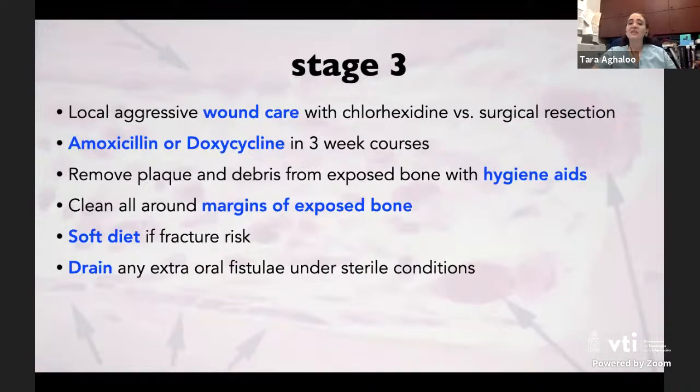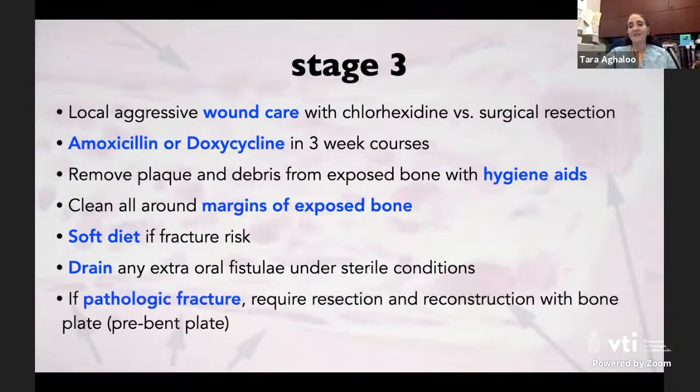If there are any fistulae, especially an extraoral one, then I'll oftentimes drain that, so they don't have the buildup and the pressure of an infection. And then if they're having a pathologic fracture, then we need to resect that. And these days we're either getting a 3D model and pre-bending the plate or using a custom plate. Okay, so I'm going to end with the last patient to show you an example of that here.